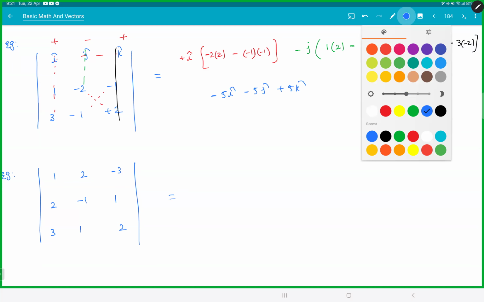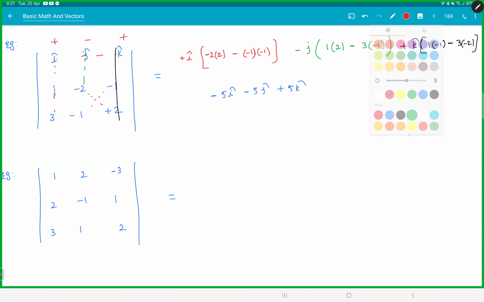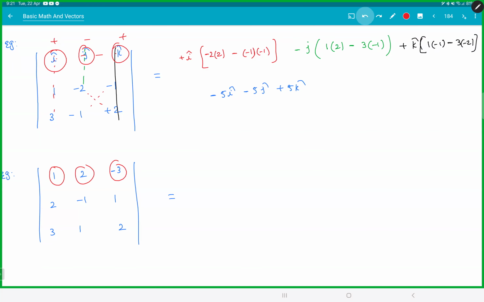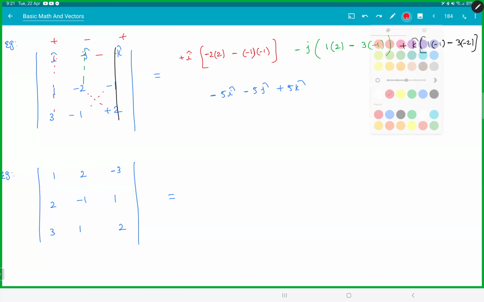What is the second part answer? Now see, what is the difference between the first part and the second part? In place of i cap, you have the number 1. In place of j cap, you have 2. In place of k cap, you have 3, isn't it? So I'll just replace i cap, j cap, and k cap with numbers. You're getting it? The matrices don't care whether you're putting numbers or vectors. It will give you the same thing. So how will you do this thing?